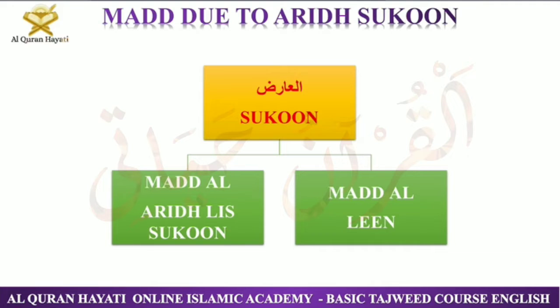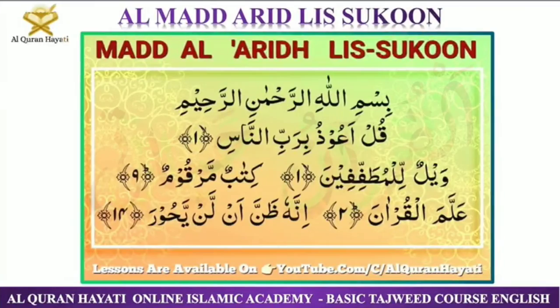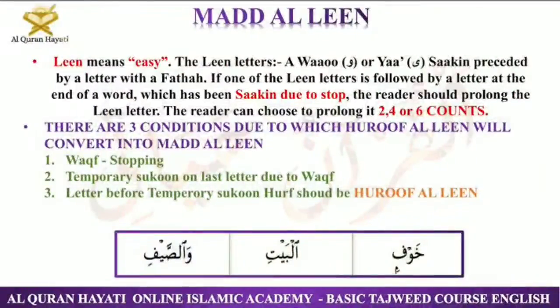The third condition in madul arid li sukoon is that the letter before the arid sukoon letter, the temporary sukoon letter, should be huruf al mad or madul asli. And here the letter before the last letter should be huruf al leen. Okay, that is waw leen and ya leen. The duration of this mad is 2, 4 or 6 count. Okay, either 2 count or 4 or 6 count, inshallah. Alhamdulillah, this is all about mad due to temporary sukoon.